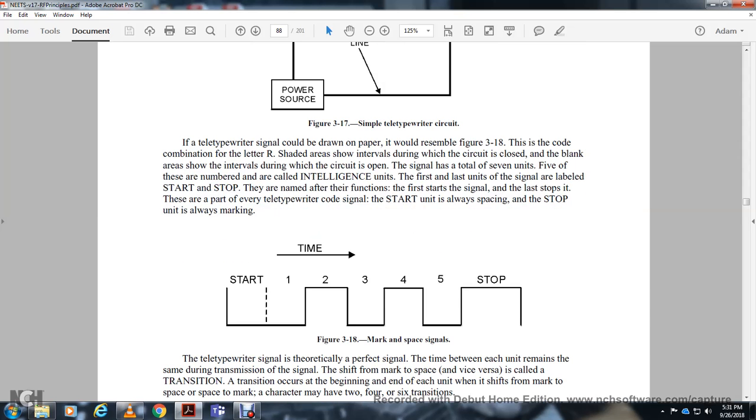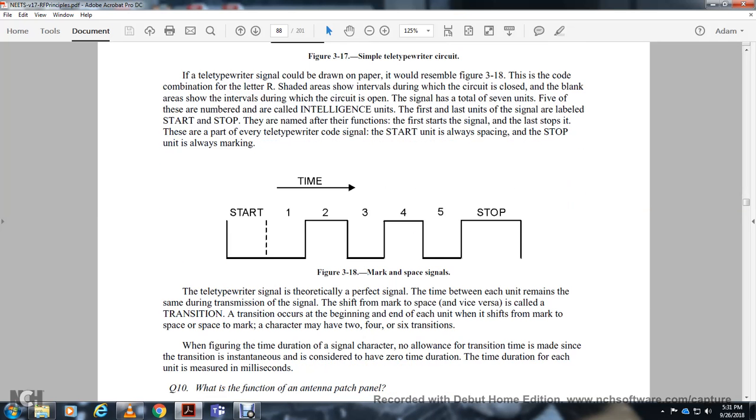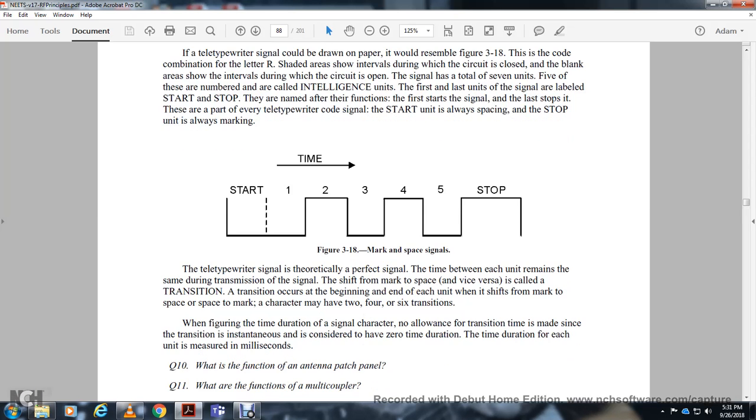So you have, after the start, the binary code 1 2 3 4 5 of marking and spacing signals. In the teletypewriter signal, the perfect signal time between units remains the same during the transmission. The shift from marking to spacing, or vice versa, is called a transition. Transitions occur at the beginning or end of each unit, from mark to space or space to mark. A character may have 2, 4, or 6 transitions. When figuring the time duration of a signal character, no allowance for transition time is made, since the transition is instantaneous and considered to have 0 time duration. The time duration of each unit is measured in milliseconds.